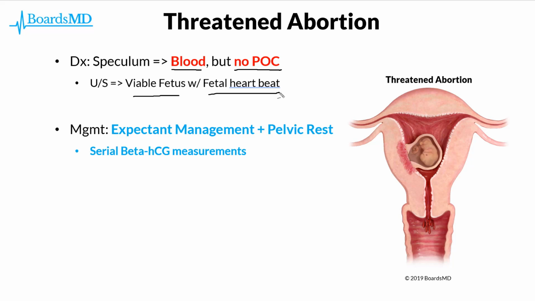Therefore, in these patients, the next step in management is going to be expectant management as well as pelvic rest, so that we do not disturb this viable fetus that is still present within the uterus and still has a chance of survival. In addition, we will need to get serial beta-HCG measurements in these patients in order to monitor these threatened abortions for possible progression to our next type of spontaneous abortion.